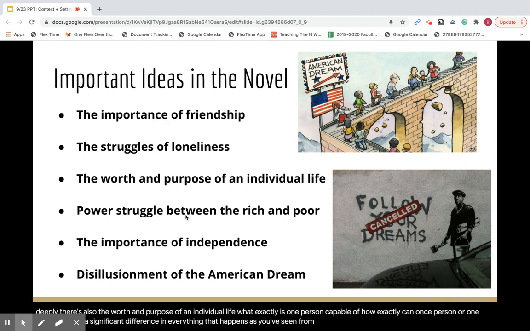As you've seen from the talk about the Great Depression, there is a power struggle between the rich and the poor. Even though a lot of us live civilized lives, that's something that has not changed. There is still a clear divide, a clear separation between those who are rich and those who are not.